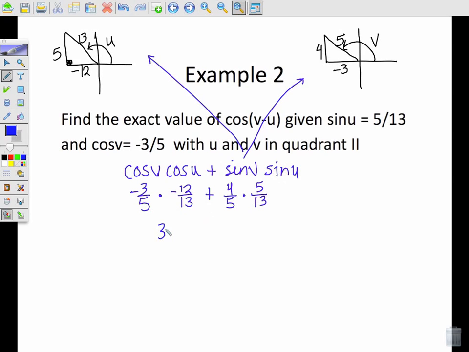Negative 3 times negative 12, that's 36/65 plus 20/65 equals 56/65. That's your answer. Approximating decimal is 0.86.